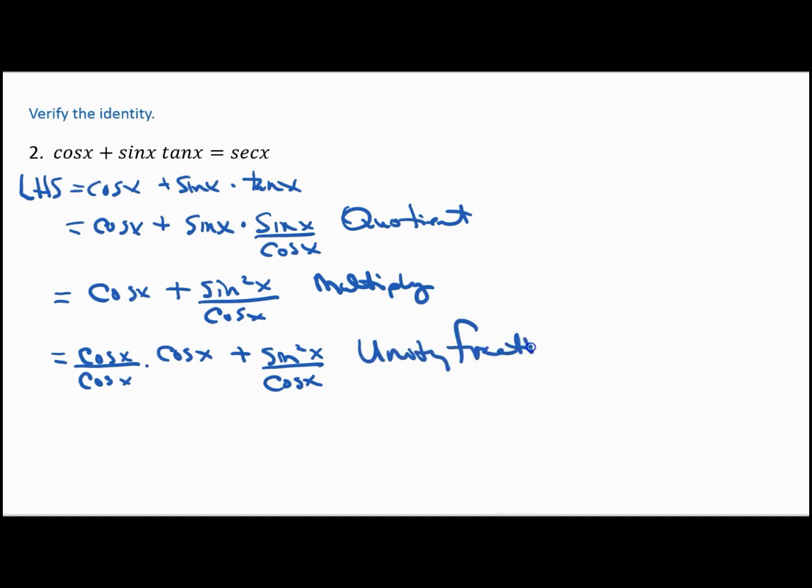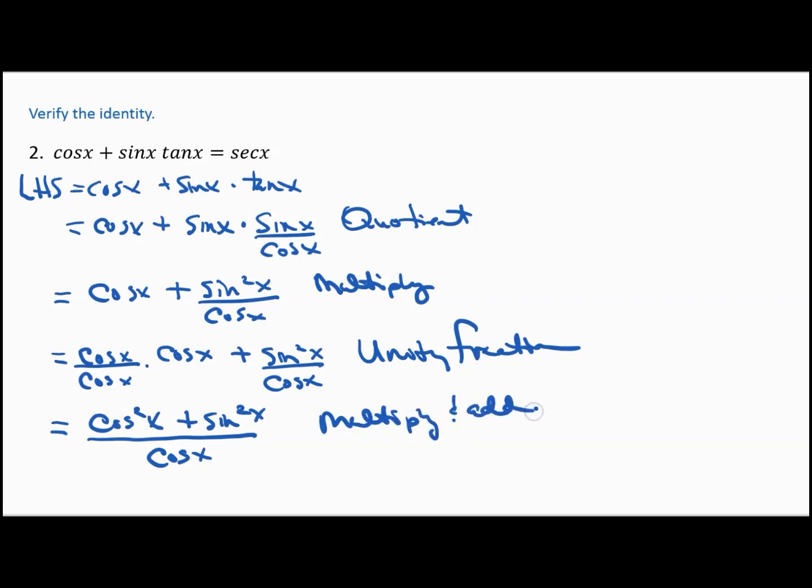Or you can tell me you're finding a common denominator, because that's how you find common denominators, is with a unity fraction. So cosine of x times cosine of x is cosine squared of x, plus this dude over here, sine squared of x, all over the common denominator, which is now cosine of x. Okay, so cosine squared, oh, by the way, what do we do? Multiply. We multiply and add, really, because I found my common denominator. I would give you credit for saying you just multiplied.